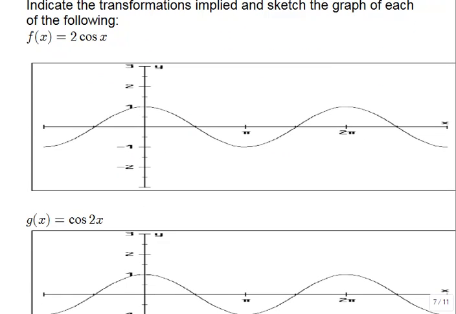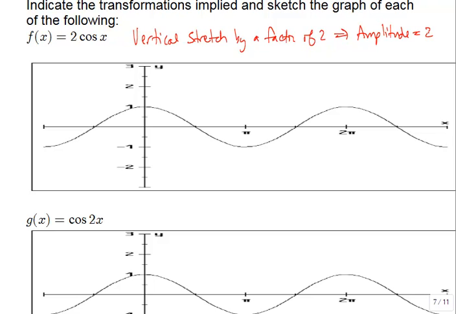We want 2 times cosine x. So all we're doing is multiplying by a 2 out front of our function. That's a vertical stretch by a factor of 2. And all that affects, remember, is that amplitude. That's like that a that's out front. So this is going to have an amplitude of 2. So what that means is we're not changing the period, we're not doing a phase shift or anything like that.